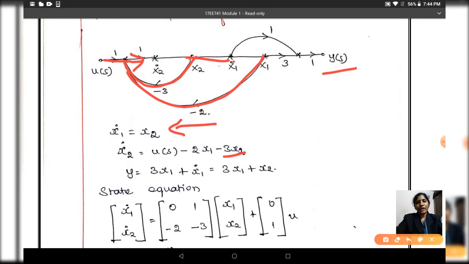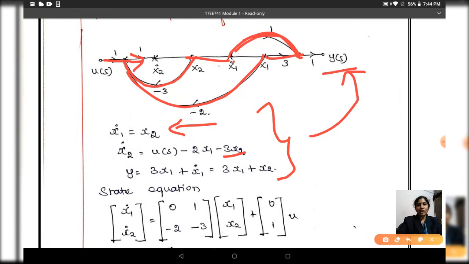Y is equal to, at this point you will be getting 3x1 plus x2. That is, here you have one x2 and here you have the 3 that is connecting from x1. So 3x1 plus x2. So after framing, this equation has to be written only from your signal flow graph. After writing this equation, you need to frame the matrix.